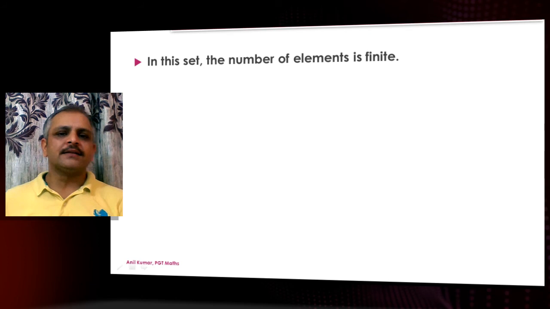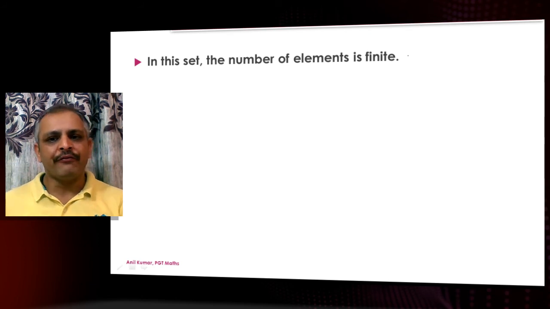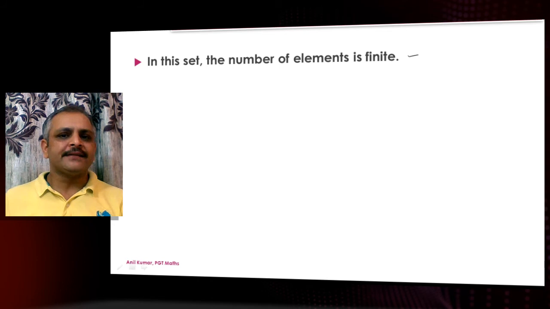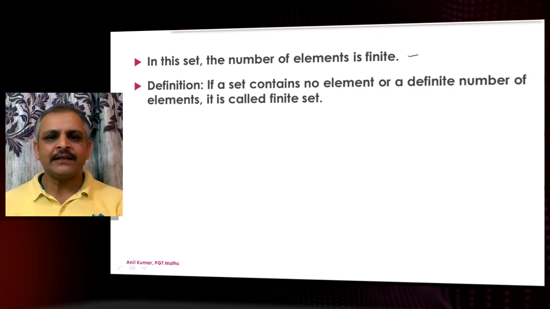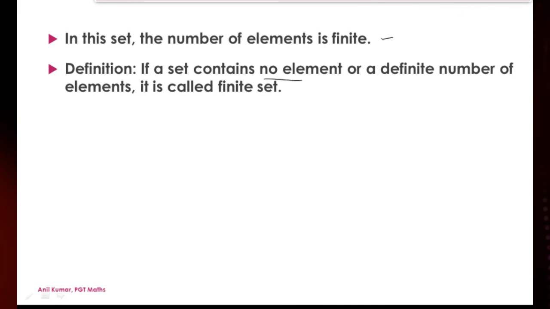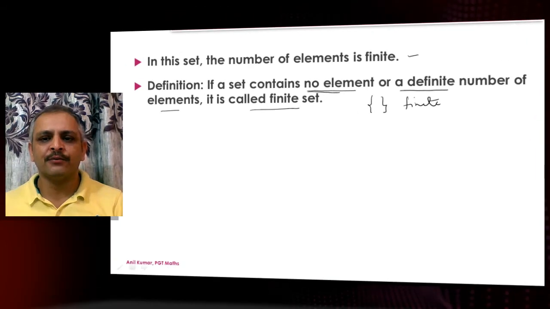What is a finite set? In this set, the number of elements is finite. Finite set means the number of elements is finite. That means the cardinal number is finite. So how will we define it? If a set contains no element or a definite number of elements, then it is called a finite set. So focus on this: no element means the empty set is a finite set. Many times they may ask in an objective type question, the empty set is an example of a finite set because its cardinal number is 0.